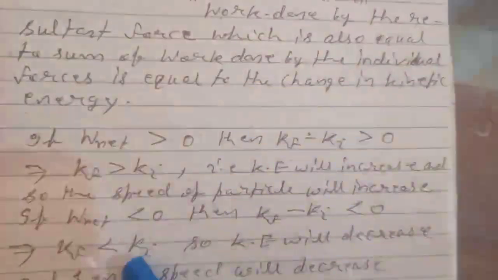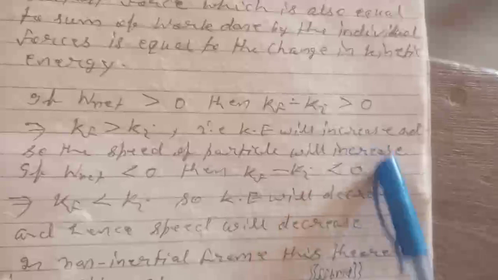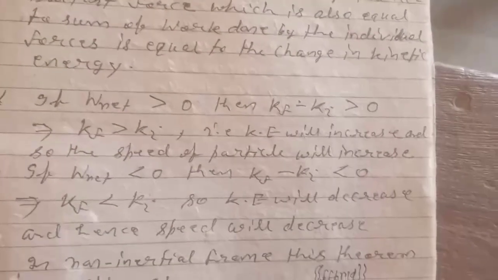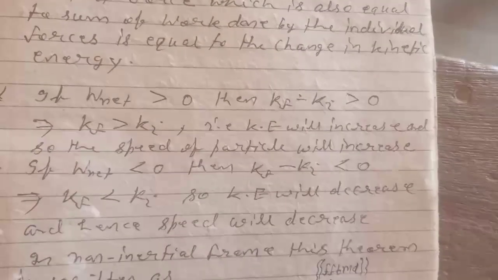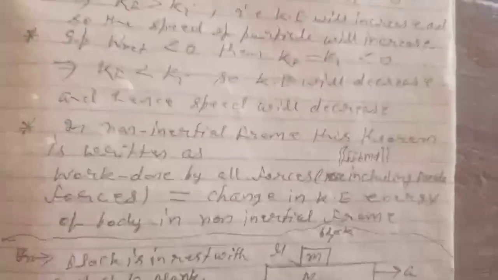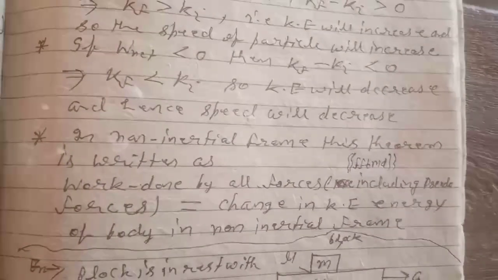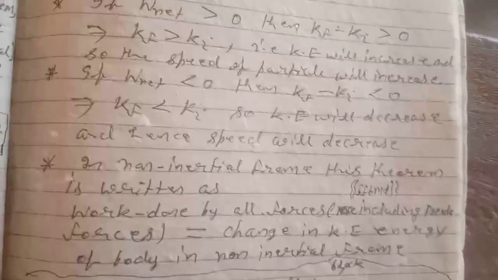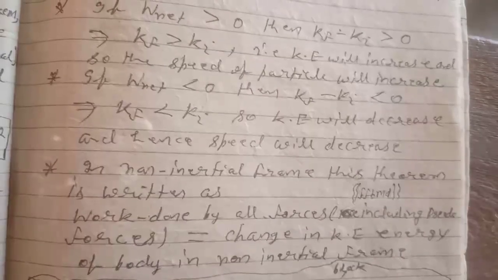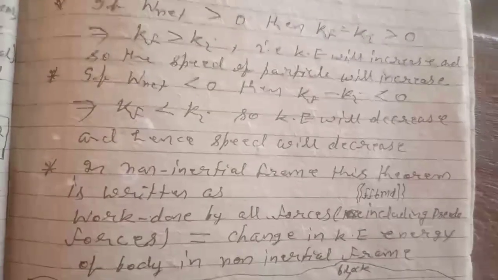If W net is less than 0, that is, total work done is less than 0, then Kf minus Ki is less than 0. This implies Kf is less than Ki, that is, final kinetic energy is less than initial kinetic energy. So kinetic energy will decrease and hence the speed will decrease. For non-conservative forces, this theorem is written as: work done by all forces, including pseudo forces, equals change in kinetic energy of the body in the non-inertial frame.